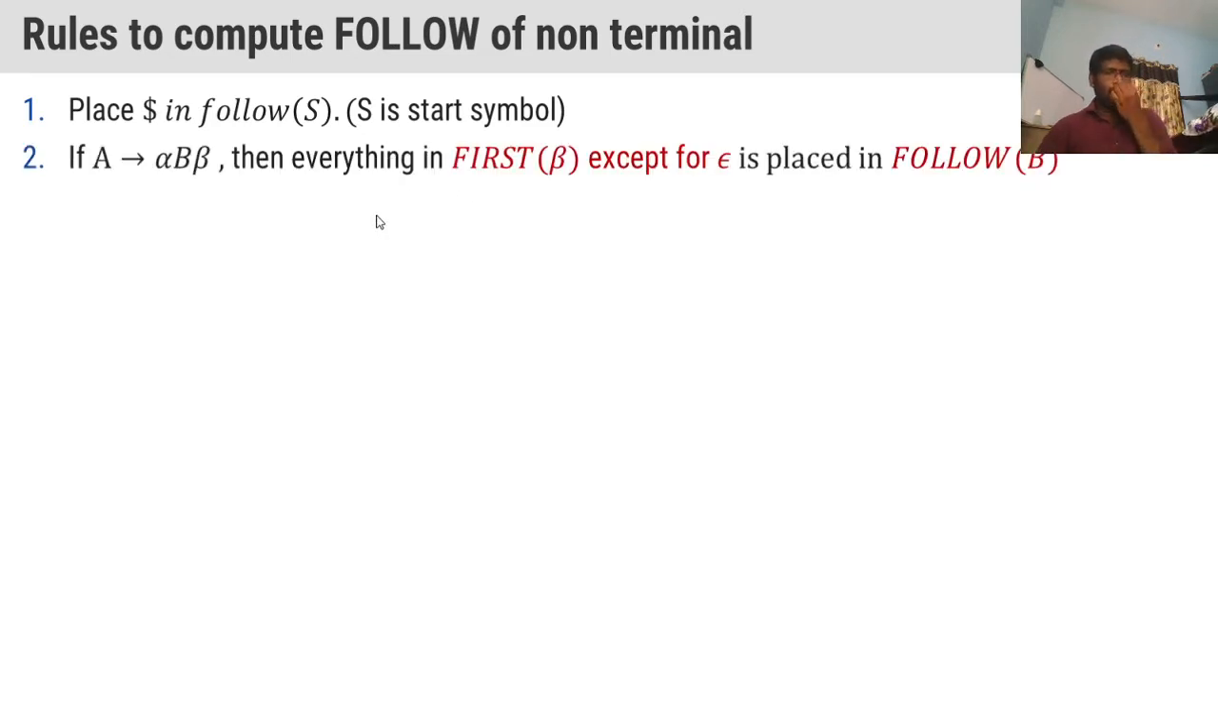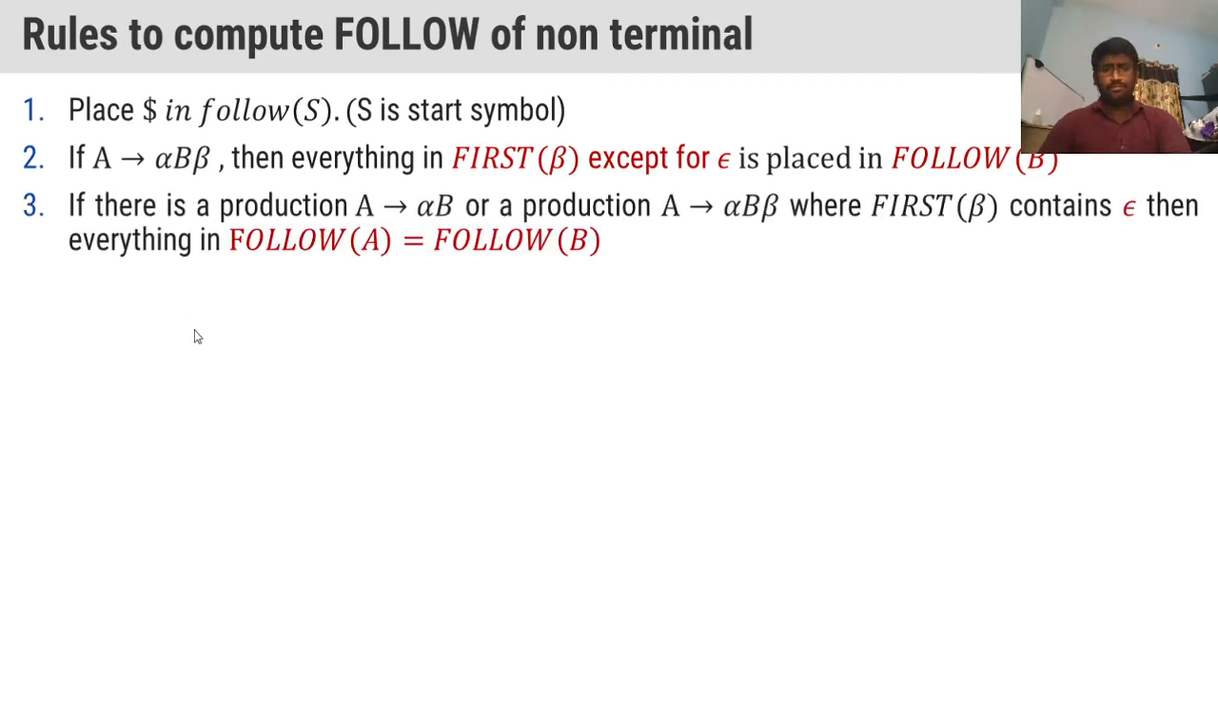And second rule, rule number 2: if the production is in the form of A implies alpha B beta, then follow of capital B equal to first sets of beta. Follow of capital B equal to first sets of beta.